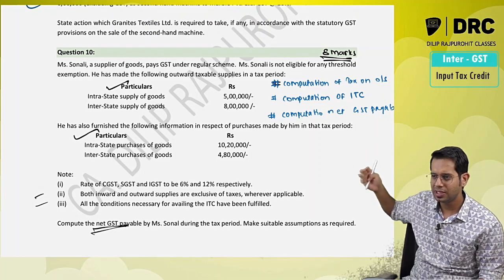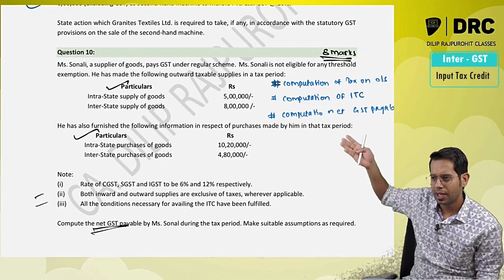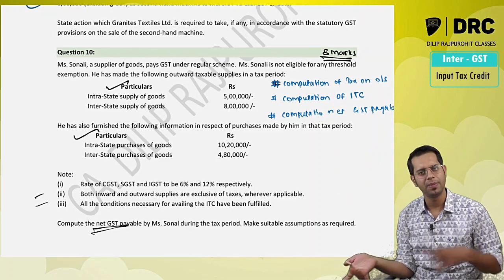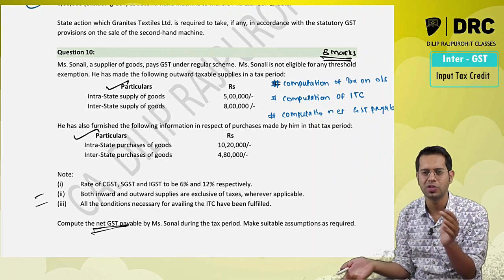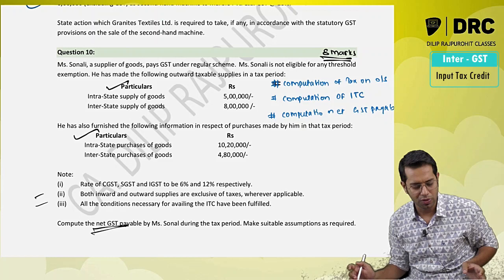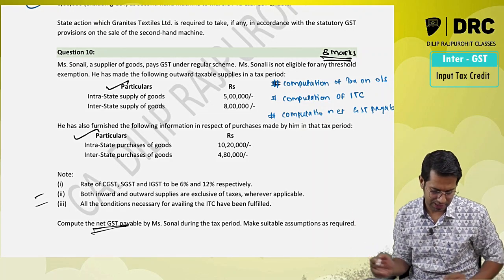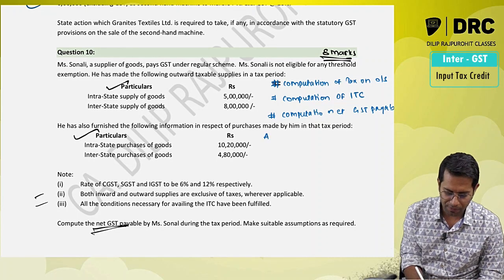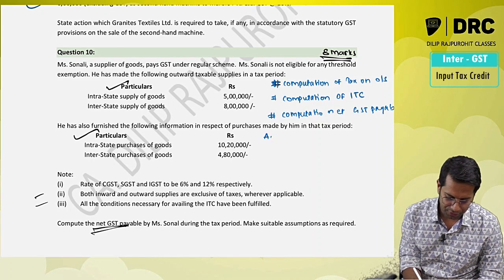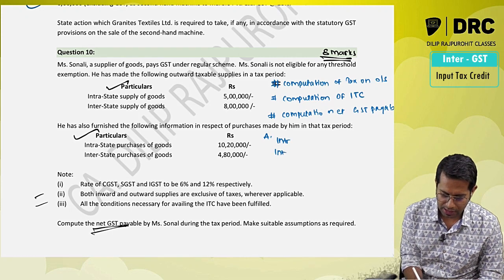And obviously this is a very basic question, but in examination there will be some points for which you will have to write provisions. For example, ITC is blocked or not blocked, etc. So accordingly we'll have to answer. Now how do I answer this? So in step 1 I'll write the computation: intrastate supply and interstate supply.